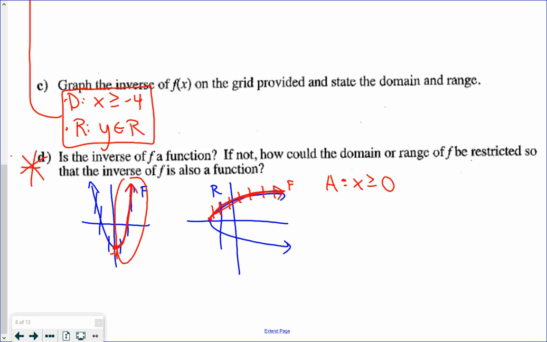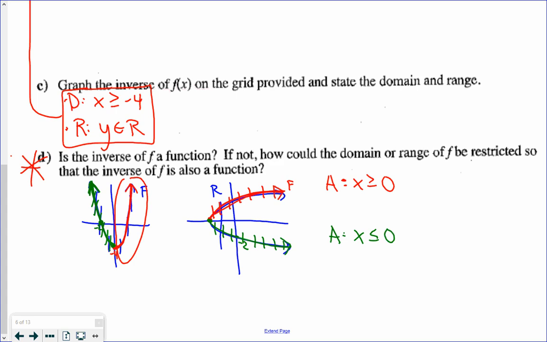Now the other thing I could have done is made my original just this portion of the graph. If I had done that, again 0 comma negative 4 becomes negative 4 comma 0, negative 2 comma 0 becomes 0 comma negative 2. It would have become this. Is this now a function? Yes. So the other answer is I could have made it all the x's less than 0.